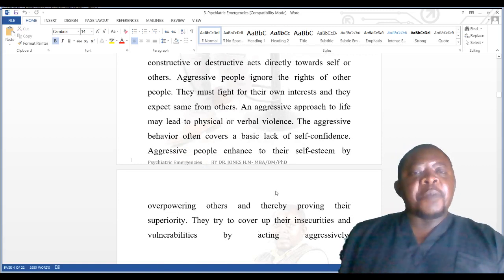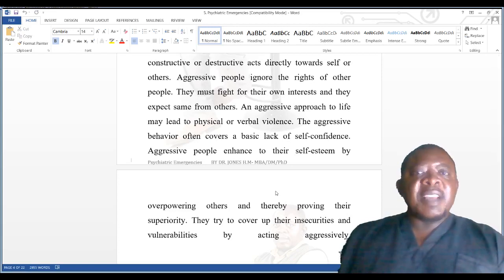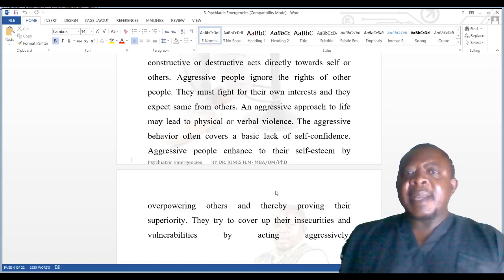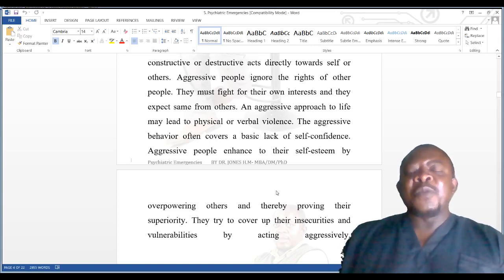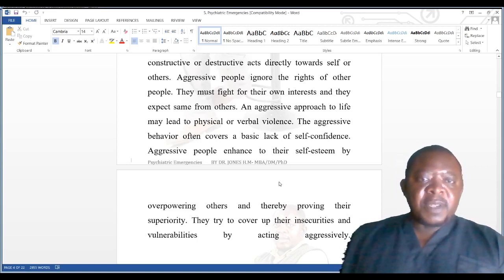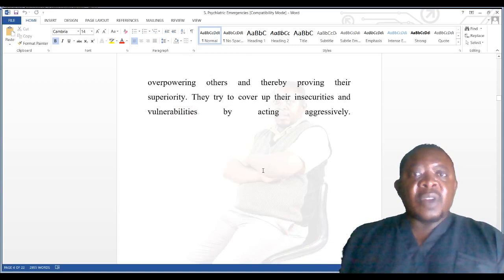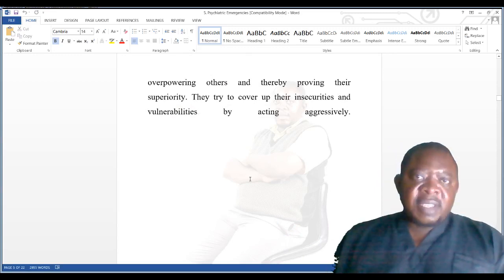So people engage in aggressive behavior so that they establish superiority. To them, it's a self-defense mechanism, but they're also trying to promote their self-confidence at the expense of others. So aggressive people try to cover up their insecurities and vulnerabilities by acting aggressively.